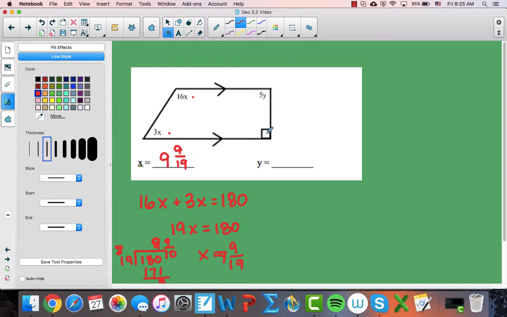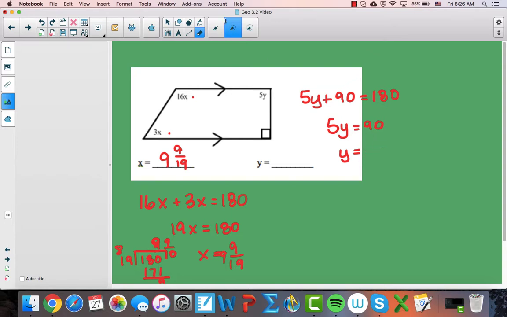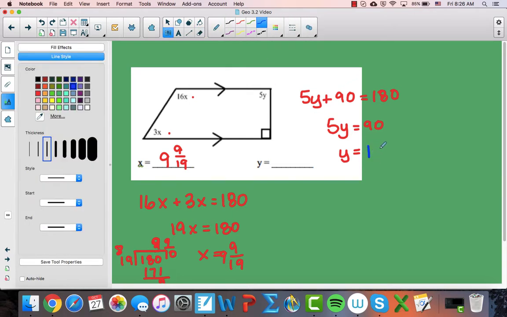5y and 90 are same side interior angles as well, so then 5y plus 90 equals 180. 5y equals 90, and y equals, let's see, 5 goes into 90 eighteen times. So y is equal to 18.